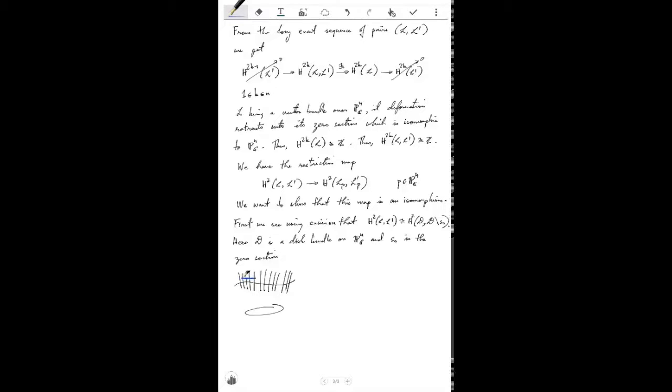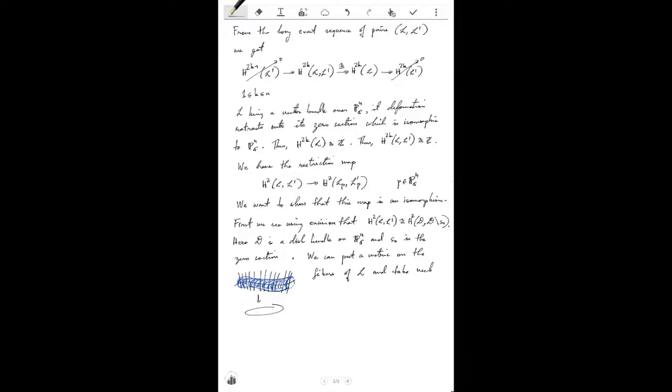So we can take a region like this. One way to do this rigorously is we can put a metric on the fibers of L, and so this is the projection map, and take vectors of norm less than or equal to 1. So of course, the zero section is this.